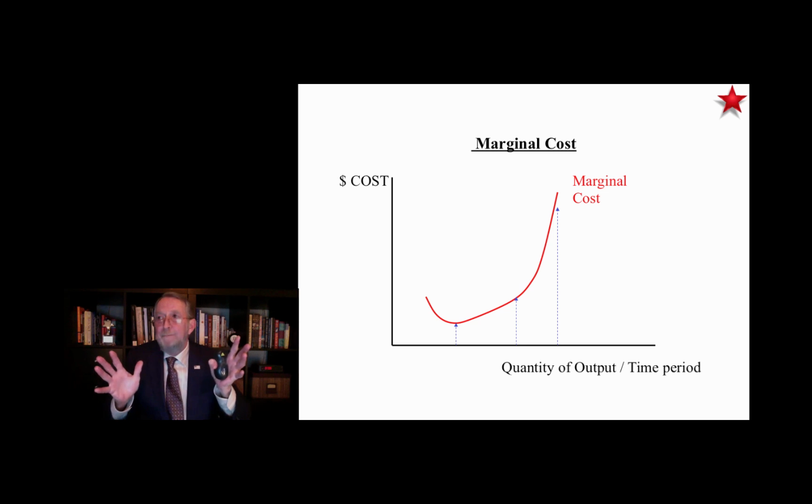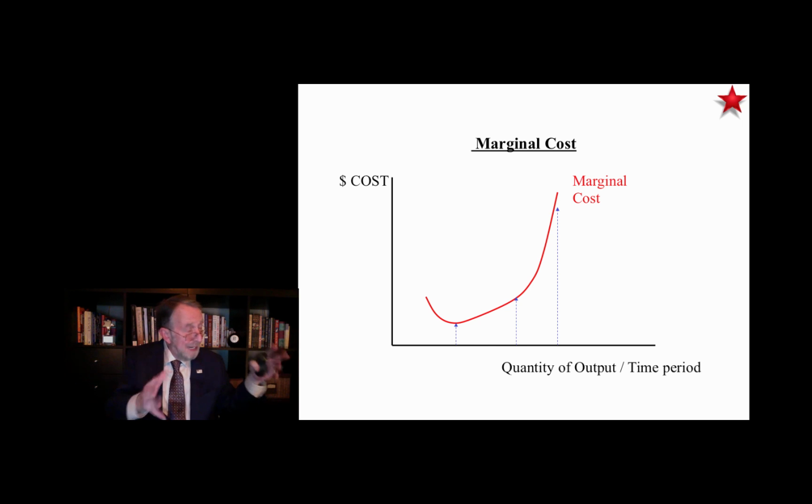But every firm, and this is the beauty of the simplicity of this modeling that we're doing, for every firm, marginal cost is going to look like this. Now, it will be different rates of production depending on the size of the plant and those kinds of things. But marginal cost will have this kind of a shape to it.